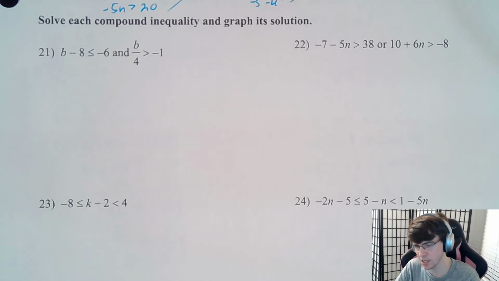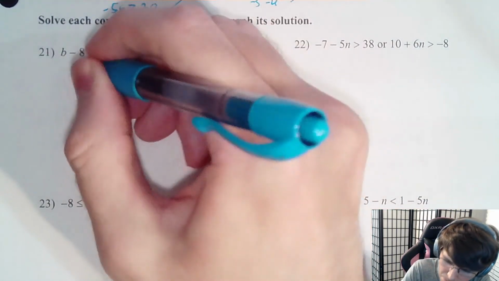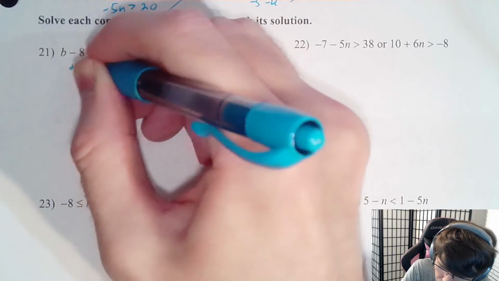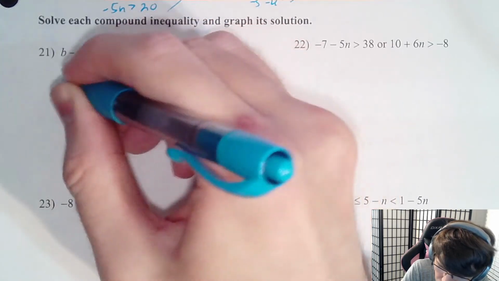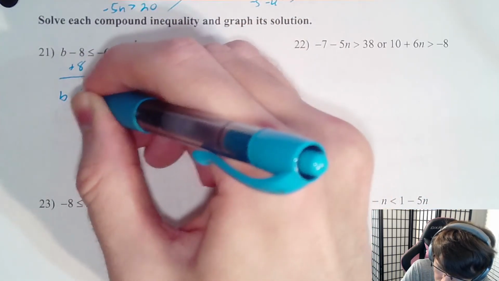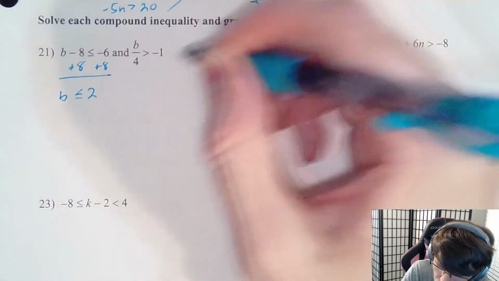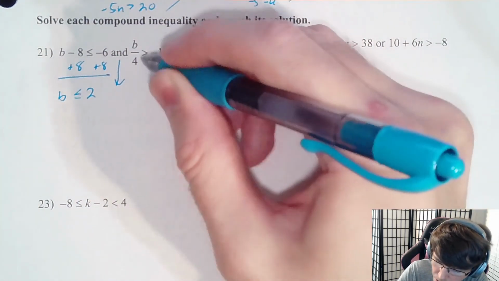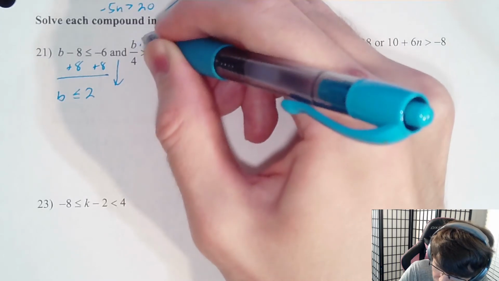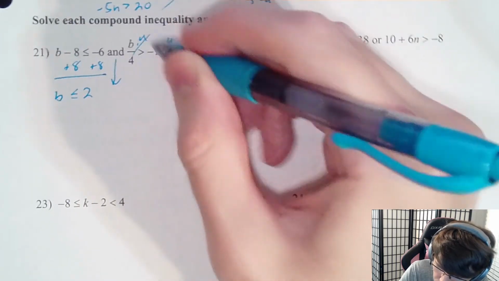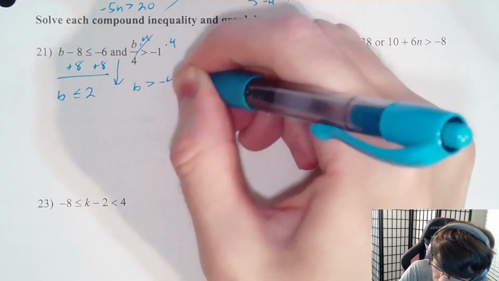Yeah, let's just do it. I don't think anything else to say right now. So we're gonna add 8 to both sides here, showing maximum work. B less than or equal to 2, and then the word and is gonna be copied. Multiply both sides by 4 here. So B is greater than negative 4.